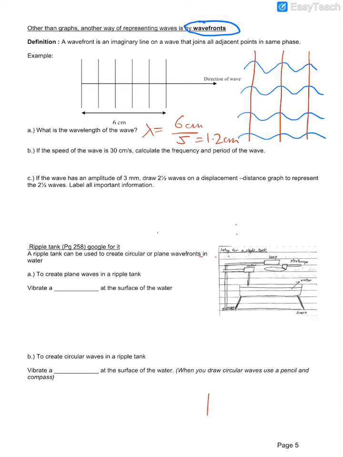So to create plane waves, all we need to say is vibrate a horizontal bar at the surface of the water. Then you will see this kind of straight line waves.